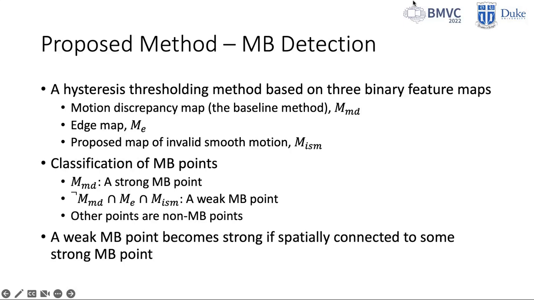With all of these three binary feature maps, we classify every pixel in a frame into three classes. If a point is true in the motion discrepancy map, it is classified as a strong motion boundary point. For other points, if it is true on both the edge map and the map of invalid smooth motion, it is classified as a weak motion boundary point. The rest of the points are classified as non-motion boundary points. We upgrade a weak motion boundary point to be a strong motion boundary point if it is spatially connected to some strong motion boundary point.